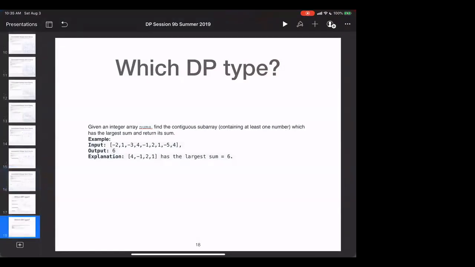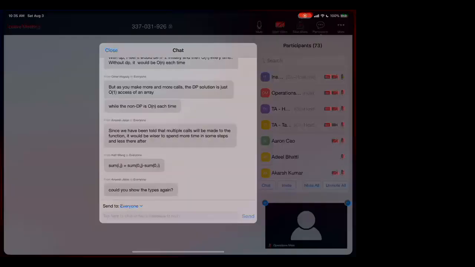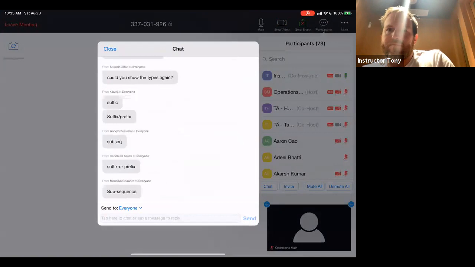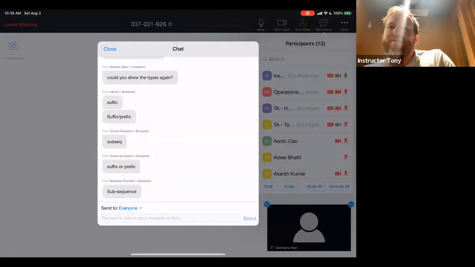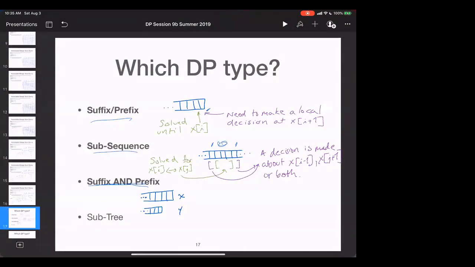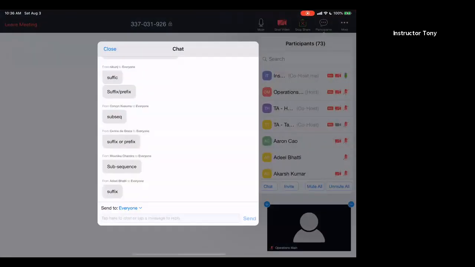Sure, I'll show that again. Suffix and prefix, subsequence, suffix and prefix, subtree. So kind of split decisions between suffix, prefix versus subsequence. Some people saying also just suffix.